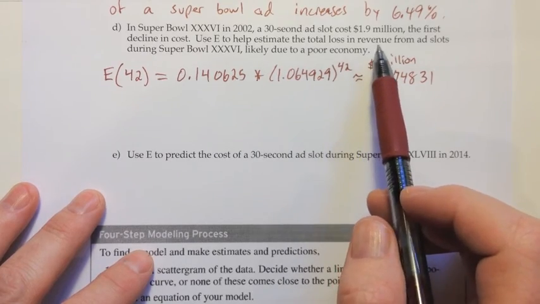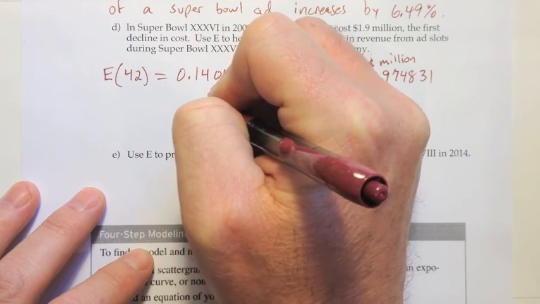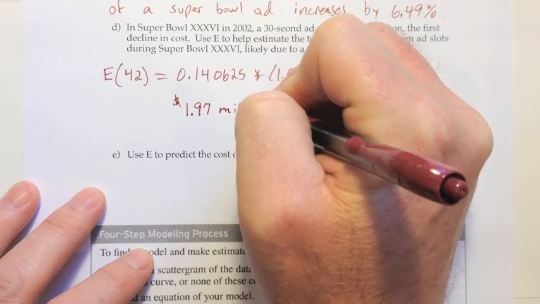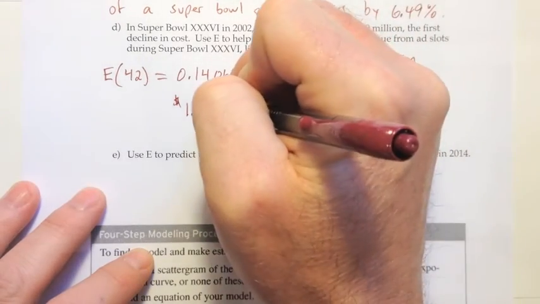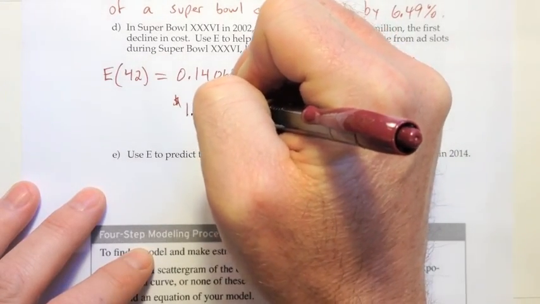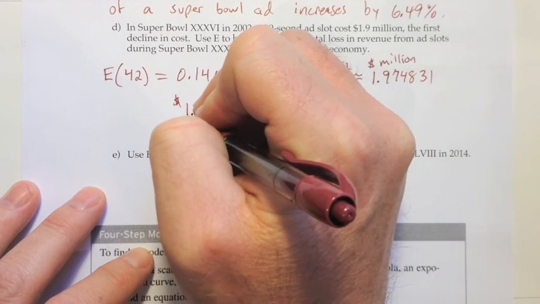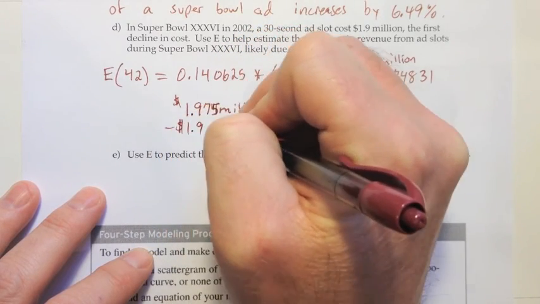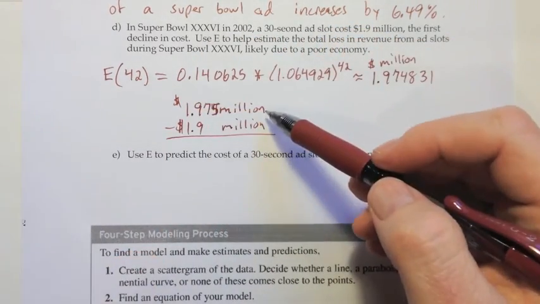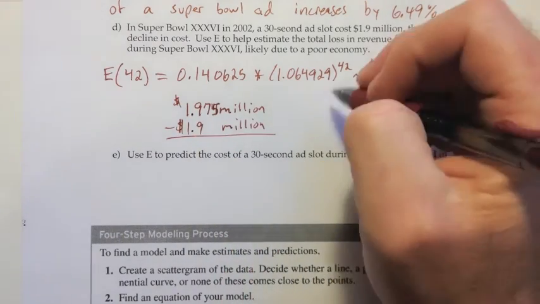So they wanted to see how much revenue was lost. So we would have expected $1.97 million, and they actually got, let's add another digit there, $1.974 million. I guess that would be a 5 because of the 8. And they actually got $1.9 million in revenue. And if we subtract those two, that tells us the difference between what we would have expected based on our equation and what actually happened. So you can see those 1.9s are going to cancel.